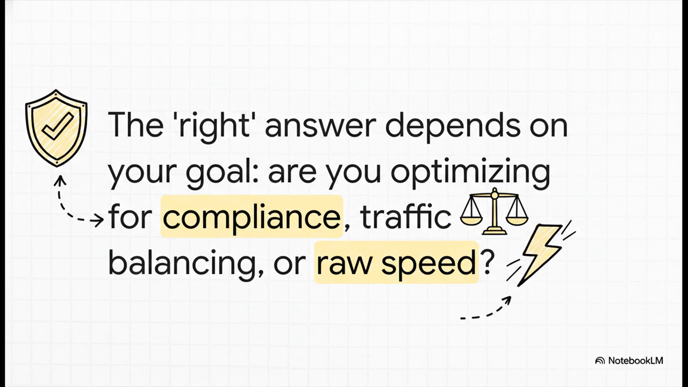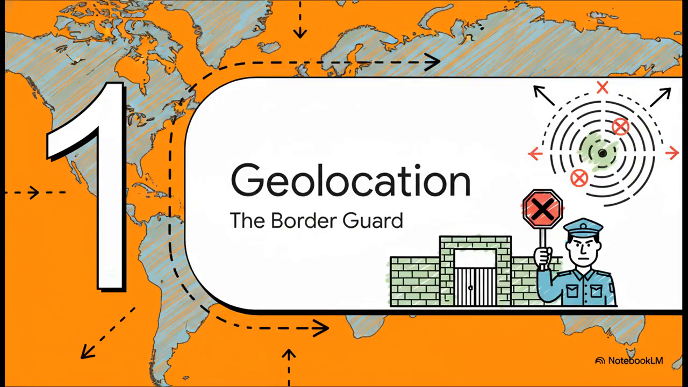What's your goal? Is it all about legal stuff and compliance? Or are you maybe trying to balance out the load on your servers? Or is it just about pure raw speed? Each one of those goals leads you down a completely different path. So let's start with our first policy, geolocation.